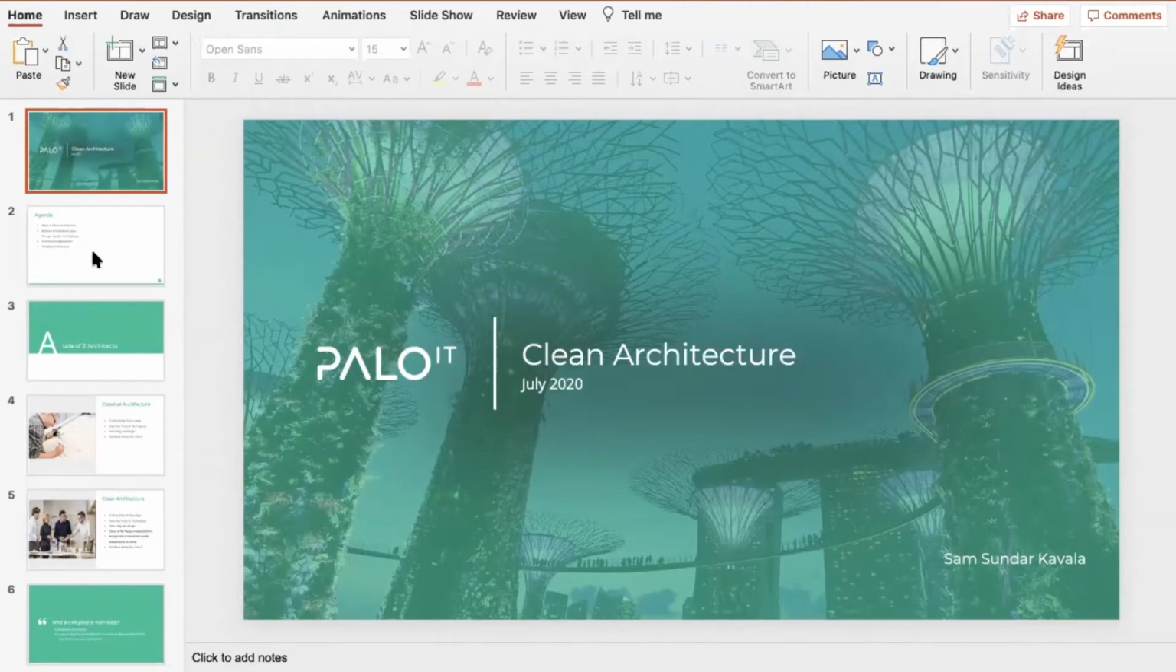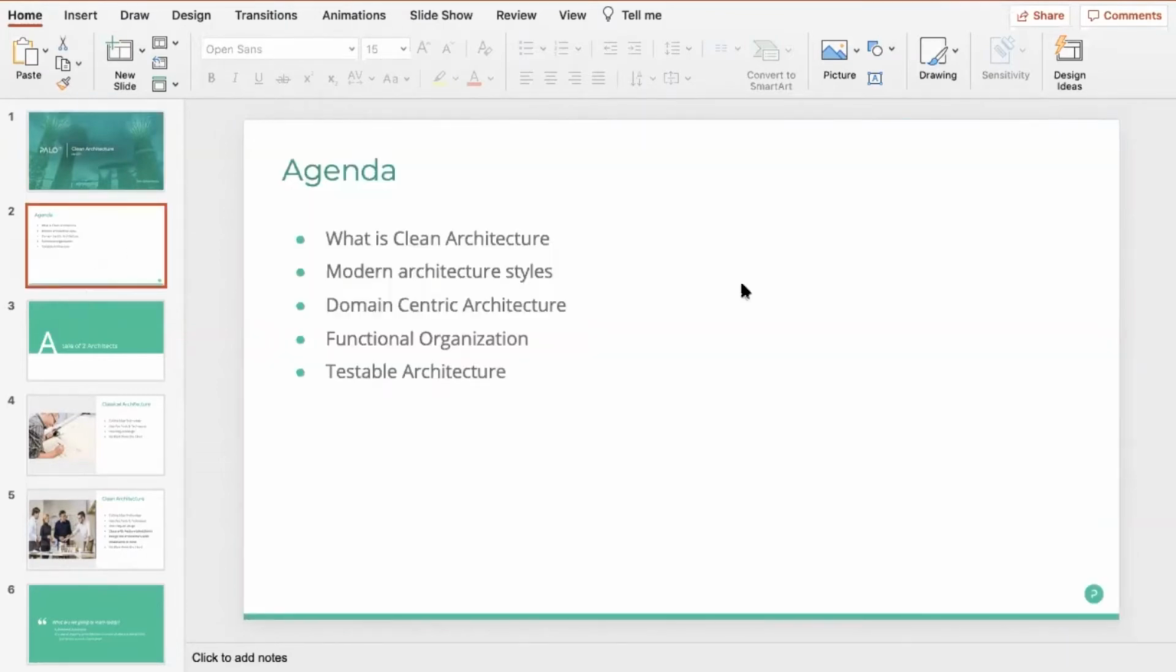Today the agenda is we are going to learn what is clean architecture, and we are also going to look into the various modern architecture styles that are available in the market today. We're also going to discuss specifically what is domain-centric architecture and why it is important. And we're going to discuss functional organization and the testable architecture as well. So these would be the topics.